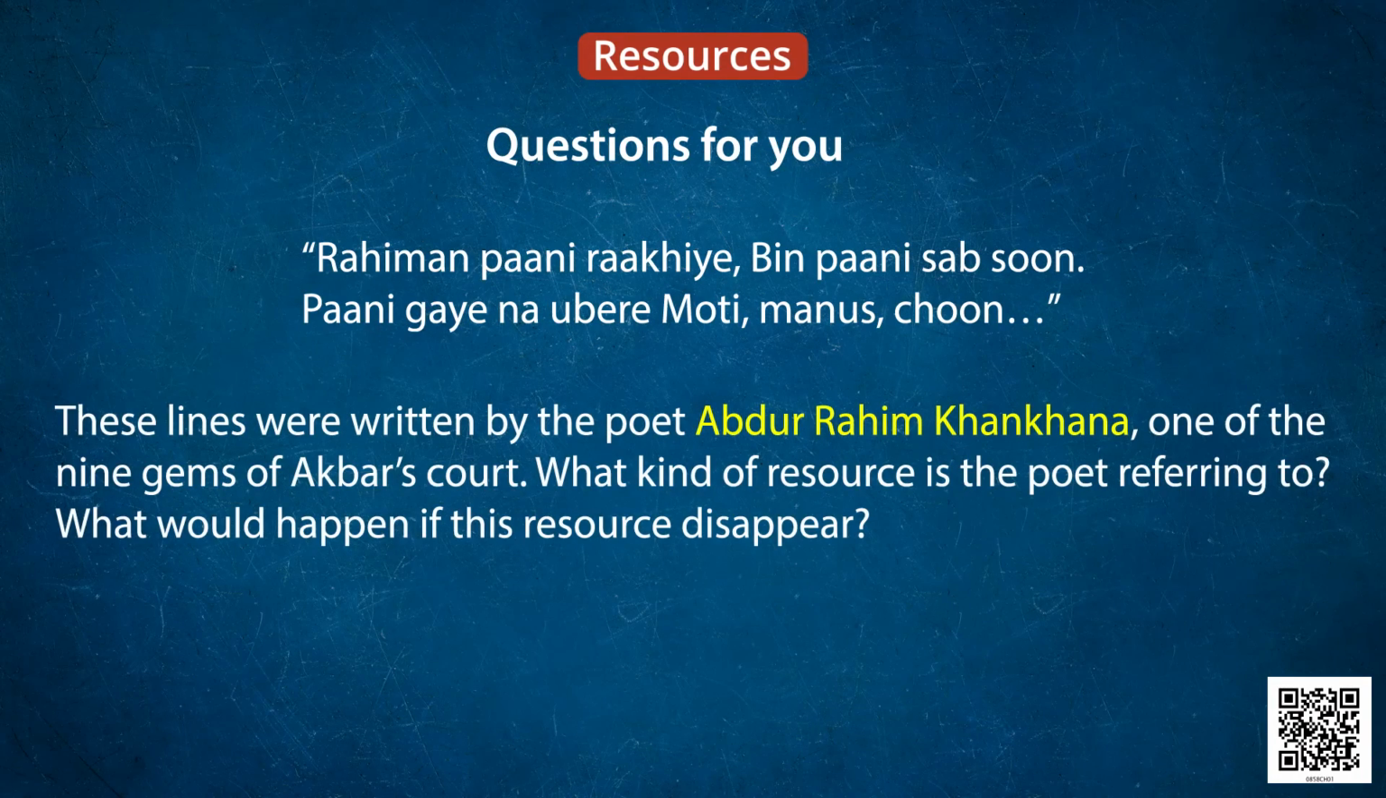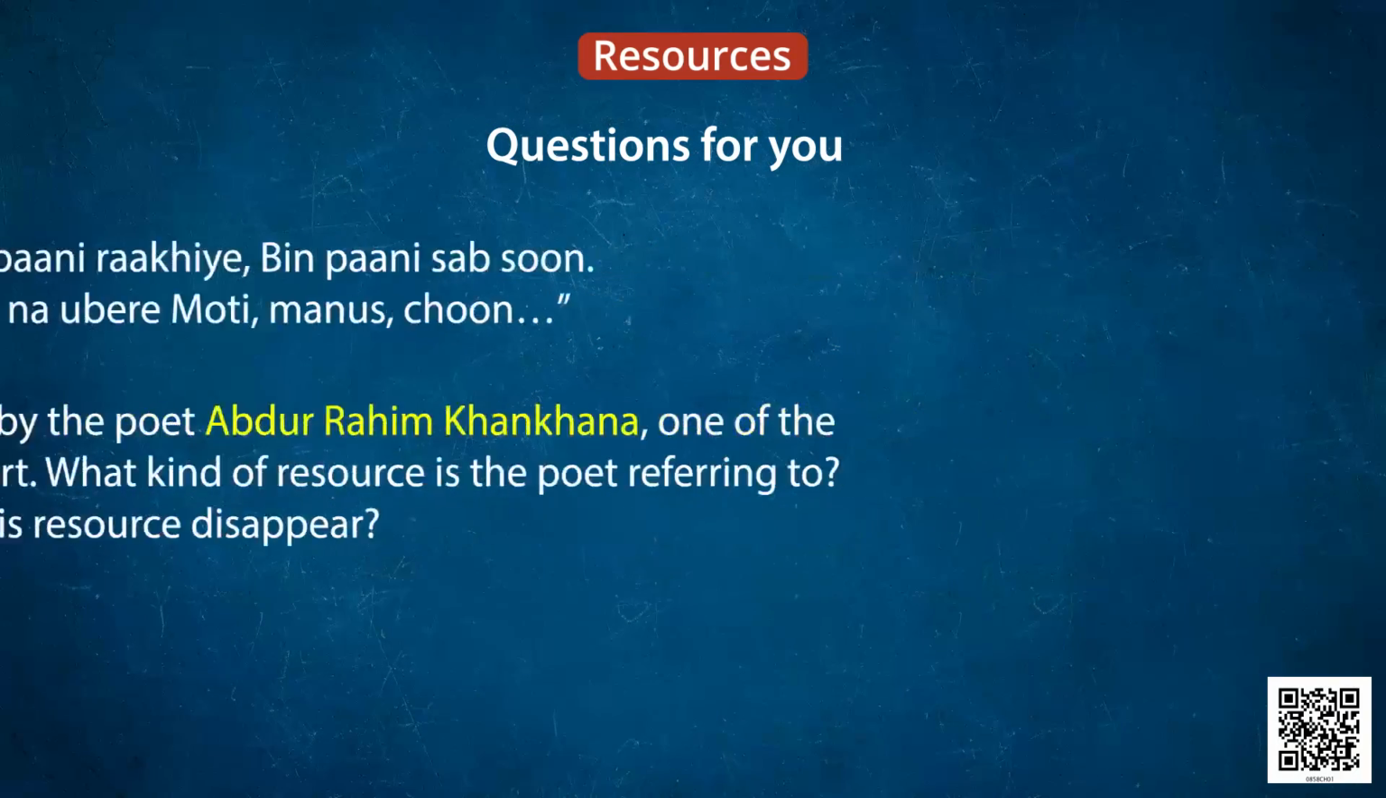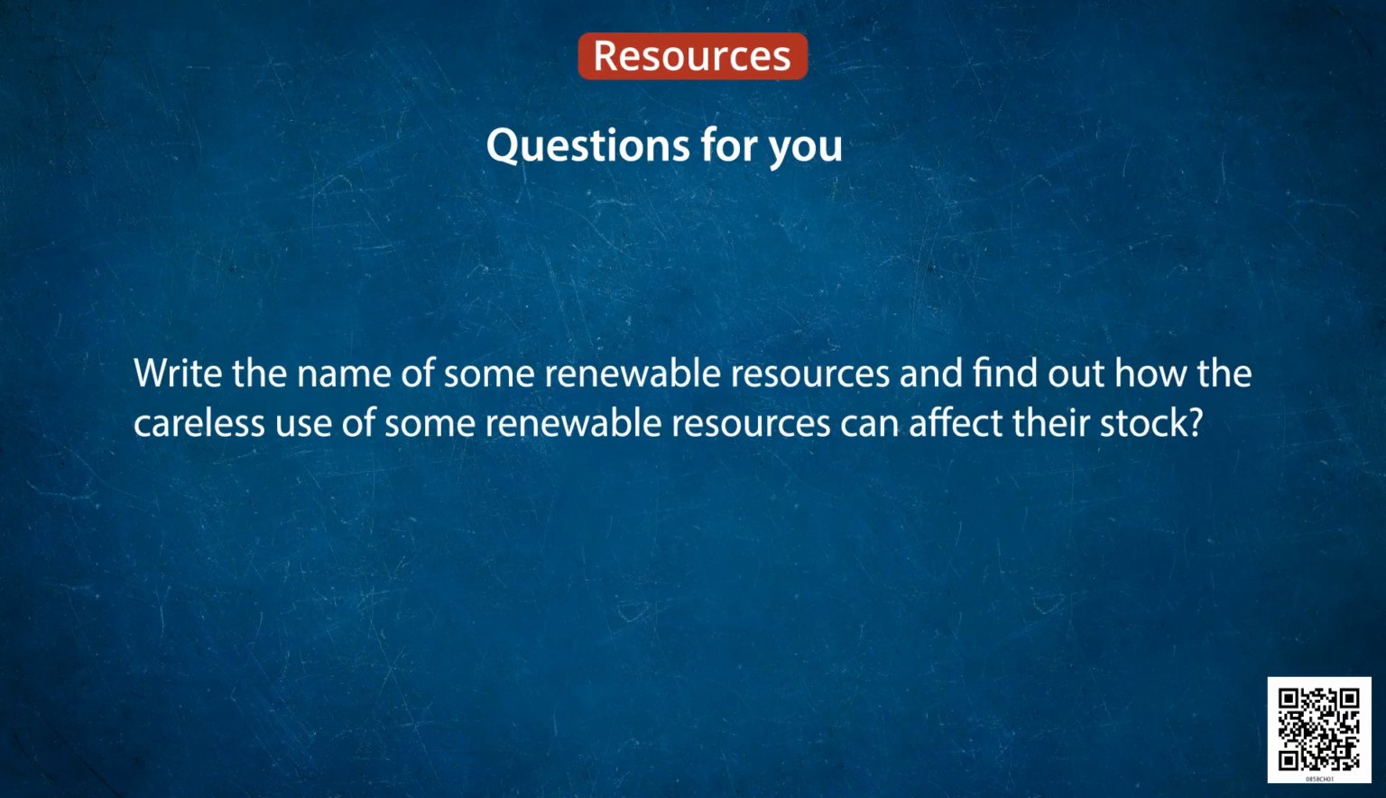And now, questions for you. These lines were written by the poet Abdur Rahim Khan Khana, one of the 9 gems of Akbar's court. What kind of resource is the poet referring to? What would happen if this resource disappears? Write your views on it. Name some renewable resources and find out how the careless use of some renewable resources can affect their stock.